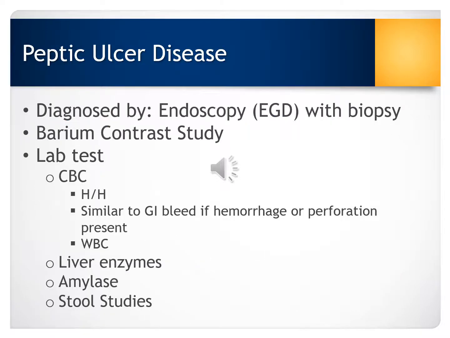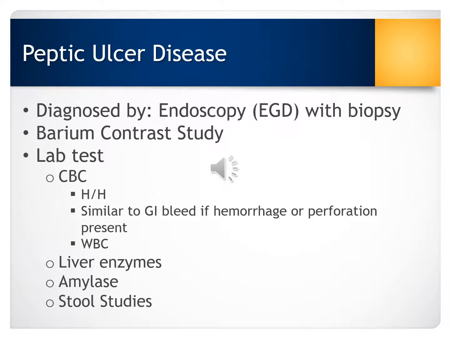The diagnostic tests used to determine the presence and location of an ulcer are similar to those used for acute GI bleeding. Endoscopy will be the most accurate diagnostic procedure. Additional laboratory tests may be similar to GI bleed as well. You're going to have a CBC. You'll be looking to see if the patient is anemic, and this could be secondary to a bleeding ulcer.